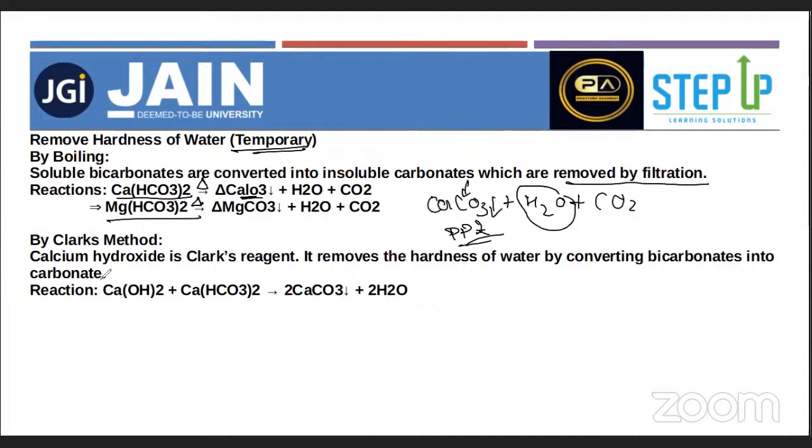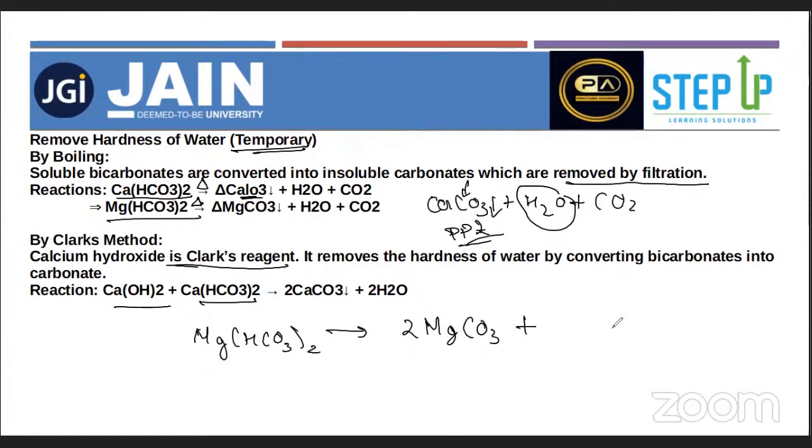By Clark's method, calcium hydroxide is Clark's reagent. You react calcium hydroxide with Ca(HCO3)2, or you can do this for Mg(HCO3)2 also. The same reaction will happen, with no change in the reaction. It will form 2CaCO3 plus water, and similarly MgCO3, because the valency is exactly the same, so there will be no variation. For removal of hardness, they can directly ask you that temporary hardness will be removed by boiling.